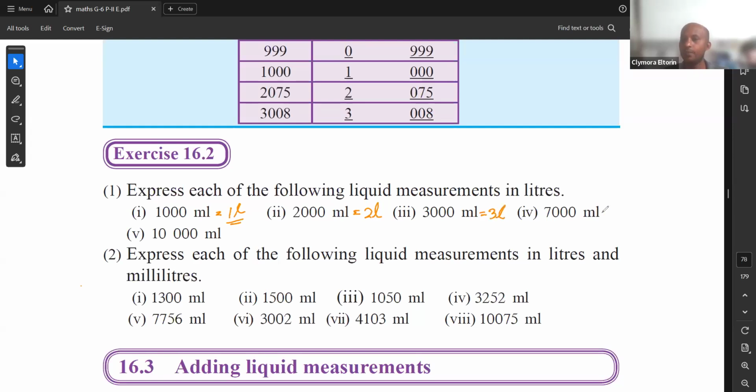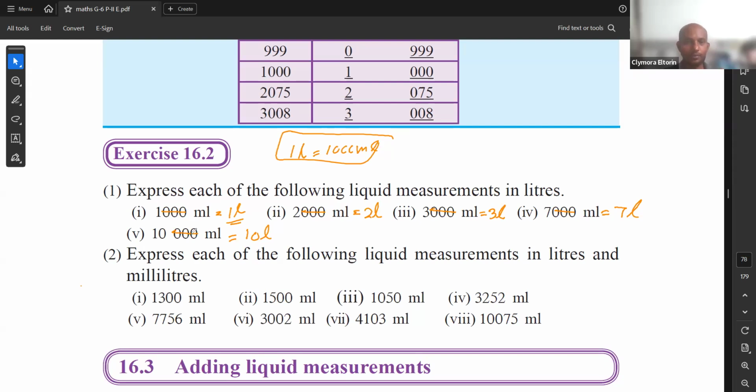3 liters. 7,000? 7 liters. 10,000 means how many thousands are there? 10 liters. There is a very short way. What did you learn? 1 liter equals 1,000 milliliters. There's a very short way to convert milliliters into liters. Cross out three zeros: 1. Cross out three zeros: 2. Then 3, then 7, then 10.